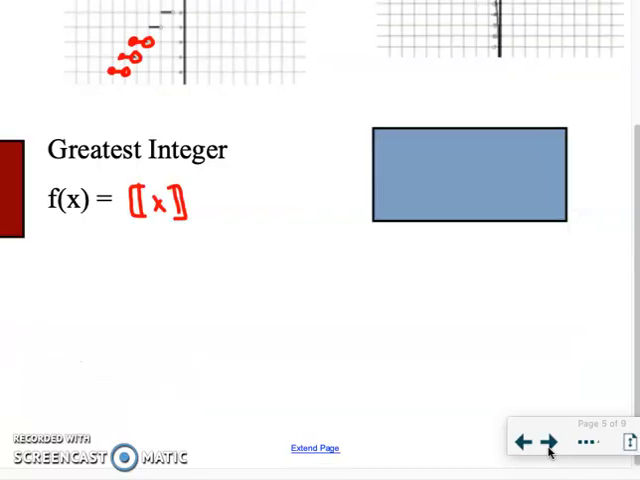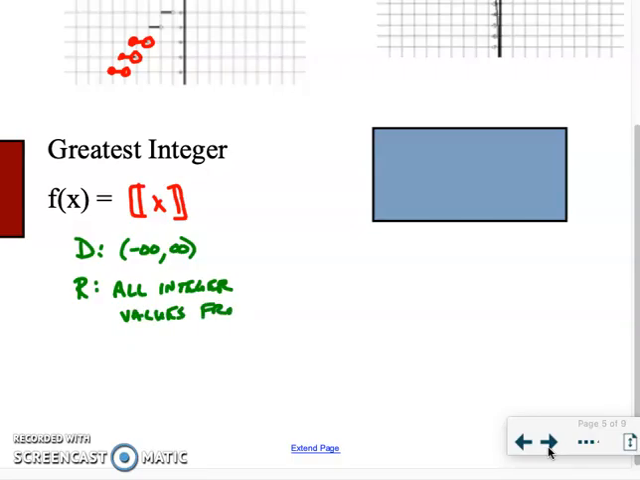Here, I should correct it. The domain is, even though we're jumping all over, from -5 to infinity. The range, this was the weird one, we would basically spell it out. We would say all integer values from -infinity to infinity. So as long as you're an integer, you can be anything from -5 to infinity.